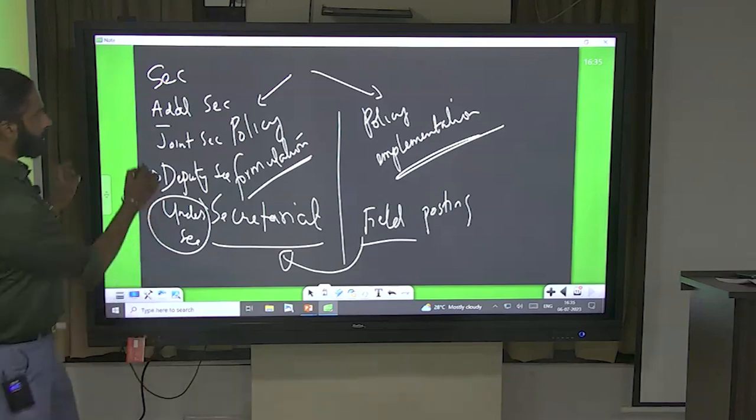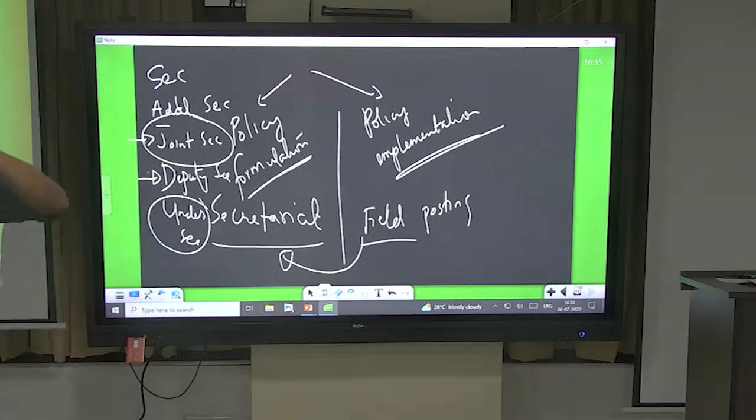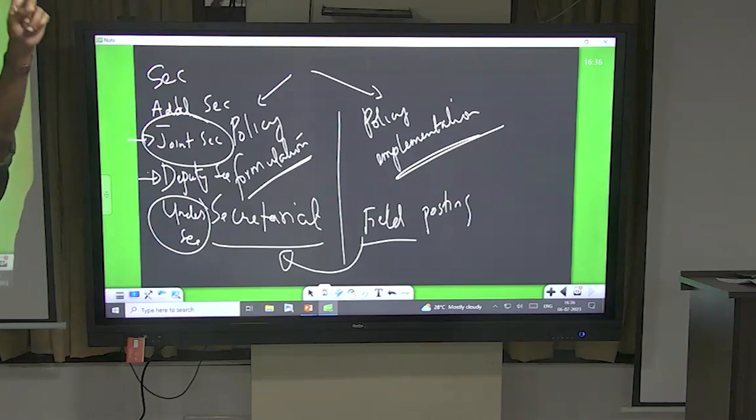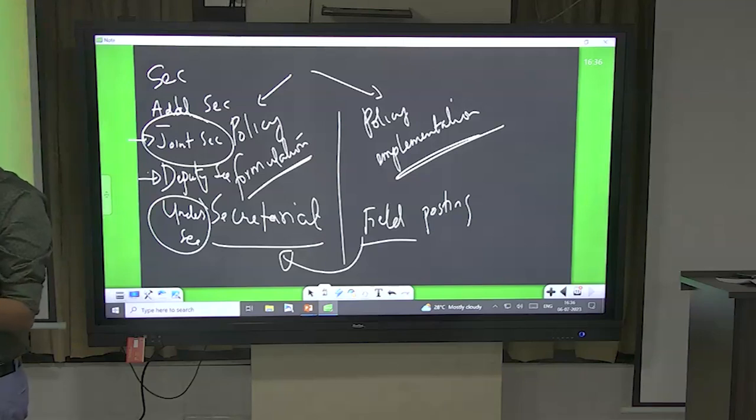Mostly we will be going to the secretariat as joint secretary, then there is additional secretary, then there is secretary, then there is at times principal secretary, who is the chief secretary. Chief secretary, cabinet secretary in the union government, in the state it is chief secretary. Chief secretary is the senior most IAS officer of the state, right? So that senior most, not in age.